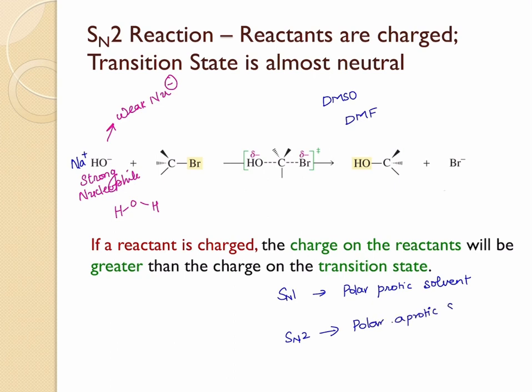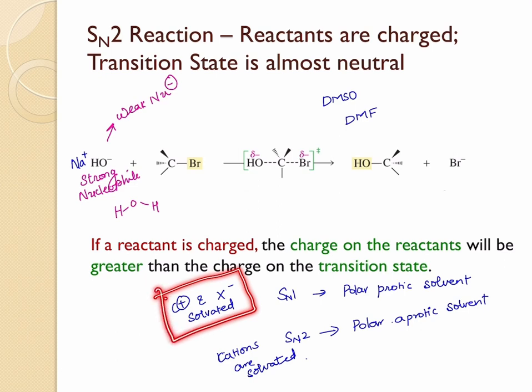And a very simple thing to remember: in the SN1 reaction, the carbocation and the halide ion are solvated by the polar protic solvent. But in an SN2 reaction, the cations are solvated by polar aprotic solvents.